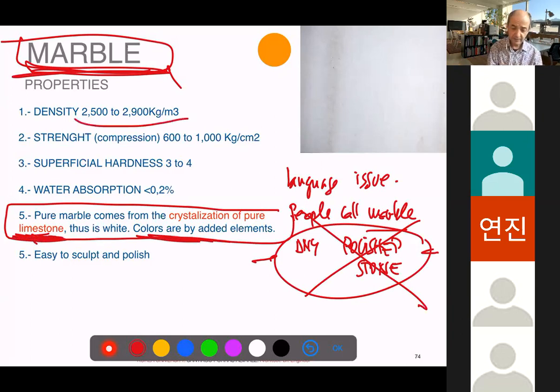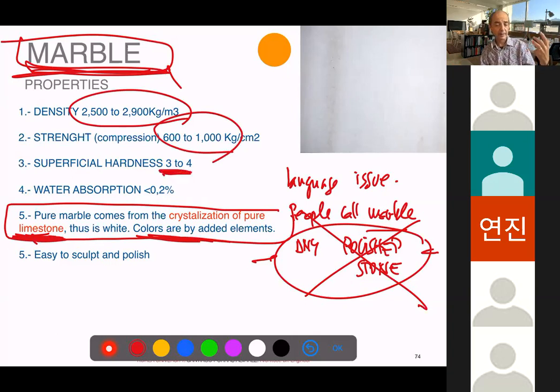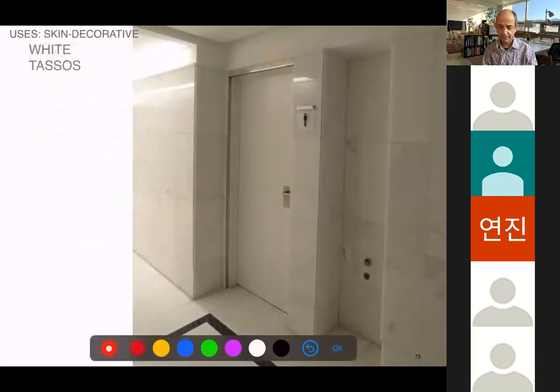Then again, the density is on the high side, the strength as expected. Since the composition is calcium carbonate, not silica, it is still soft, harder than the limestone, but still soft. But since it is very well crystallized, it absorbs less water. And again, it's not as soft as sandstone, but still easy to sculpt. This is why marble is so popular with the sculptors. This is almost pure marble.